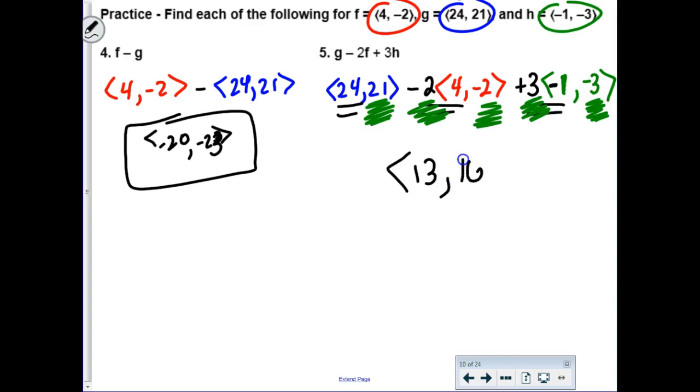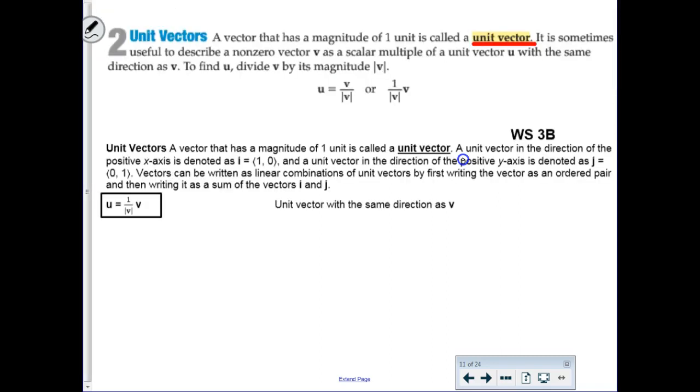Look at me go. If that was my test question, I probably would have stopped what I was doing and distributed the scalars and done, you know, other math. Because I'm nervous like that. Okay. So already on the back, look at that. We have unit vectors next.